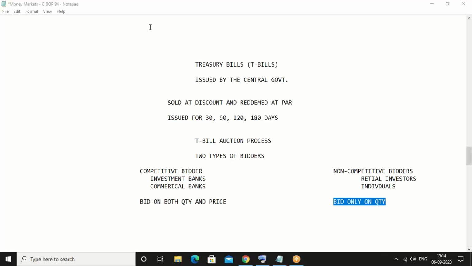So basically, these treasury bills are money required by the government, right? So they issue this to get money. Yes, exactly. Preetham, bid only on quantity means only on the number of T-bills that they're going to buy. Bid means to buy. So bid only on quantity means how many T-bills a retail investor wants to buy.